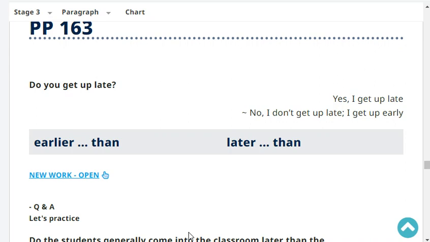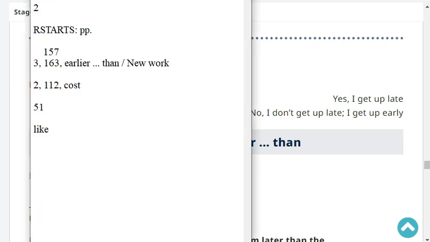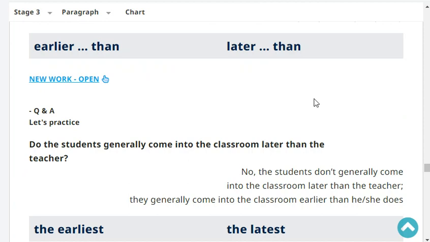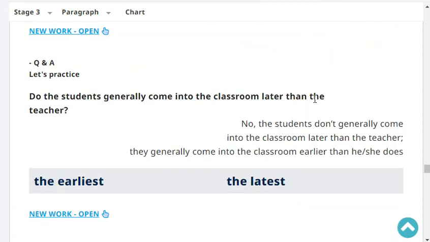Do you get up late? Yes or no? Yes, I get up late. Very good. Do the students generally come into the classroom later than the teacher?